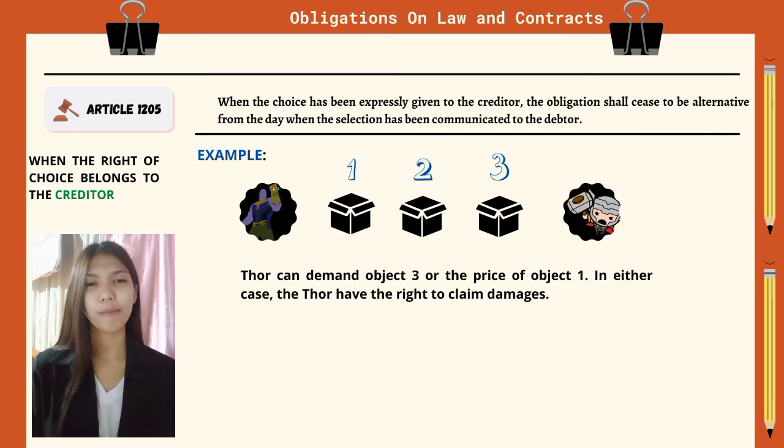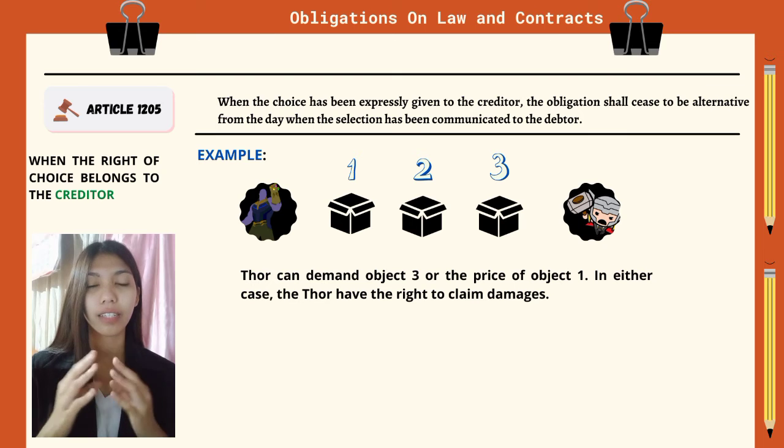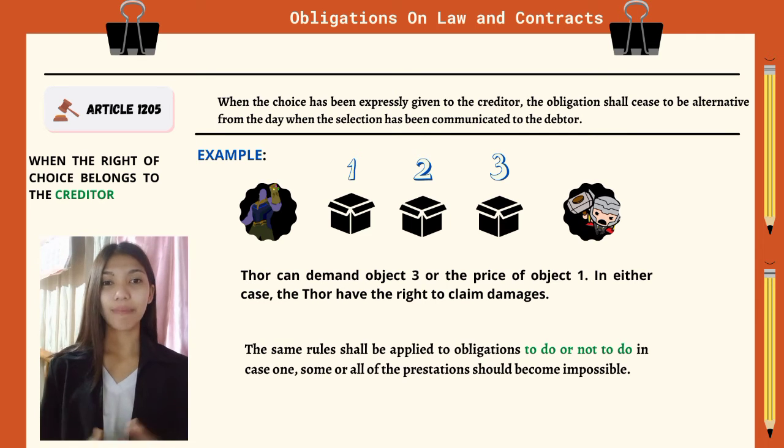So take note that it is only the price of object number 1, and not object number 2. It is because object number 2 was lost through a fortuitous event, and under Article 1174, if the prestation was lost through a fortuitous event, then the obligation shall be extinguished. So do not forget the last part of Article 1205.